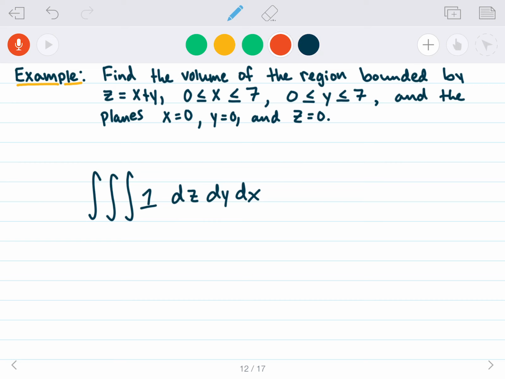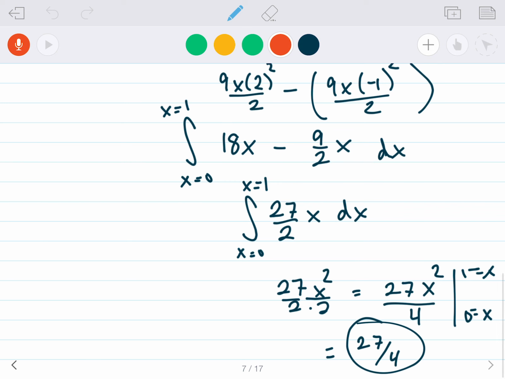Alright, so my lower bound for z is z equals 0, and then my upper bound for z is a function, z is equal to x plus y. And I'm wondering, did we do this one before? Did we do this one? Let's see.